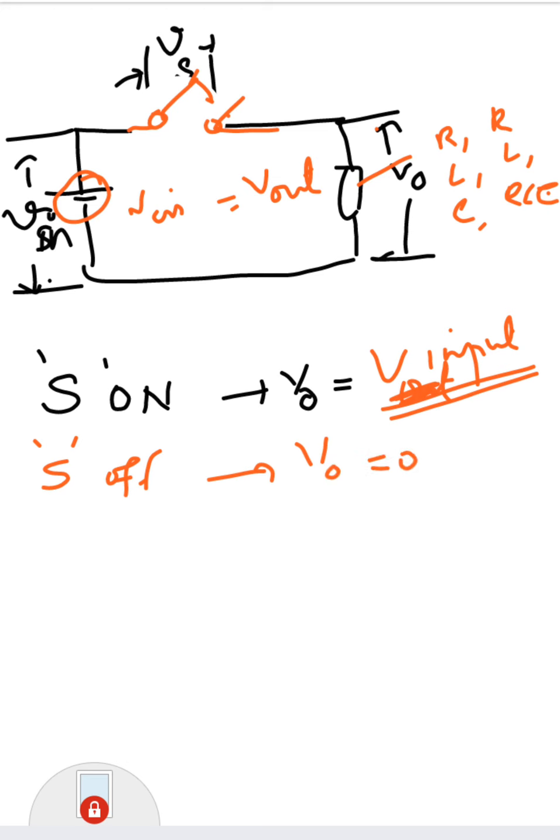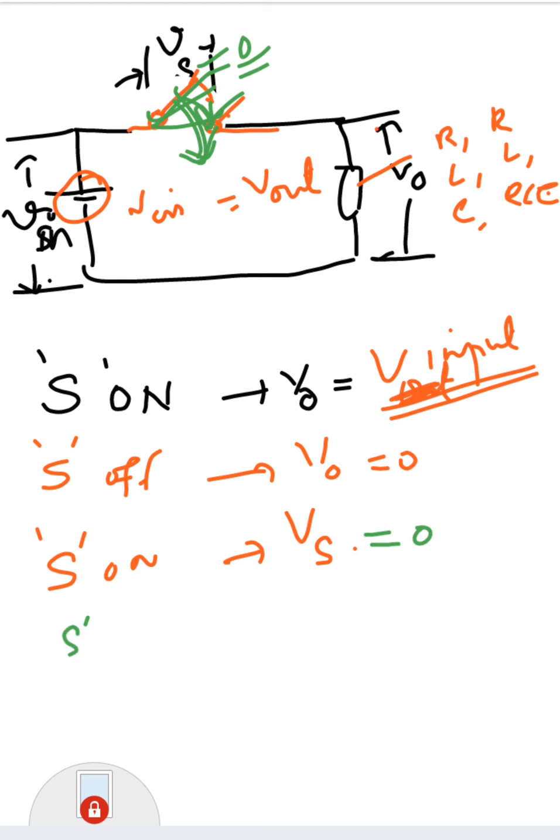Now the third rule is, when the switch is on, what is the voltage across the switch? Meaning is, when the switch is on, what is the voltage across the switch? Initially, before the switch was closing, it was blocking a high voltage. Now when the switch is on, the voltage across the switch must decrease to 0, or in the ideal case it will be equal to 0.